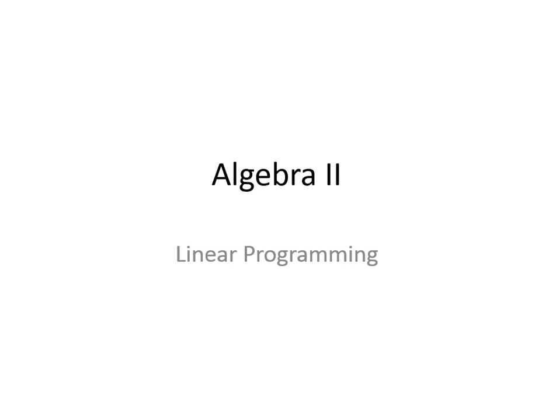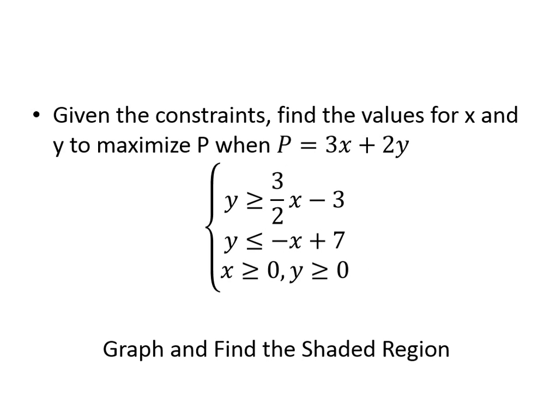So we're going to be using our inequalities here. We're going to be graphing them and then finding the points. So let's say we have these three equations as constraints. Y is greater than or equal to 3 halves x minus 3. Y is less than or equal to negative x plus 7, and then x is greater than 0 and y is greater than 0. And so what we're going to do is graph all these, and then see where the shaded region is.